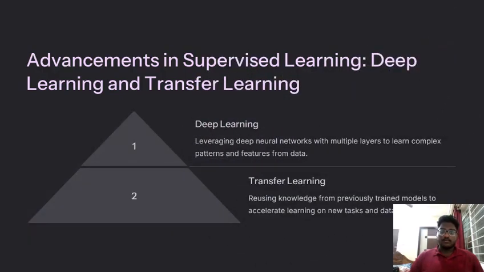Supervised learning, deep learning, and transfer learning. Deep learning: leveraging deep neural networks with multiple layers to learn complex patterns and features from data. Transfer learning: reusing knowledge from previously learned models to accelerate learning on new tasks and data.